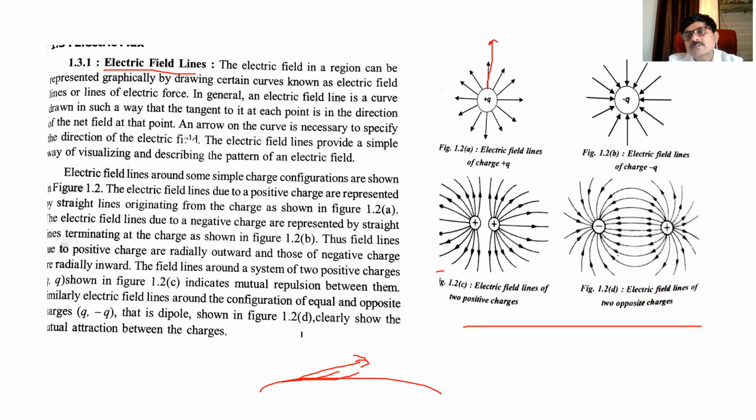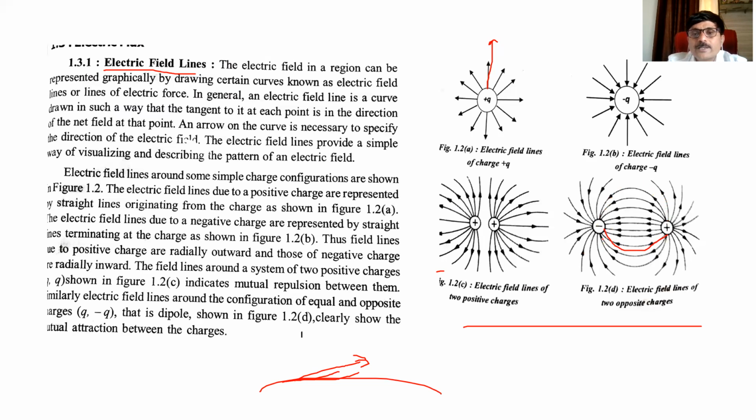Similarly, you can represent the electric field lines due to two opposite charges, one positive and one negative. We know that for a positive charge the electric field lines originate from the charge, and for a negative charge the field lines terminate into the negative charge. Therefore, the electric field lines will be represented somewhat like this. They will originate from the positive charge and terminate into the negative charge. In this way, we can represent the electric field lines due to the two opposite charges.